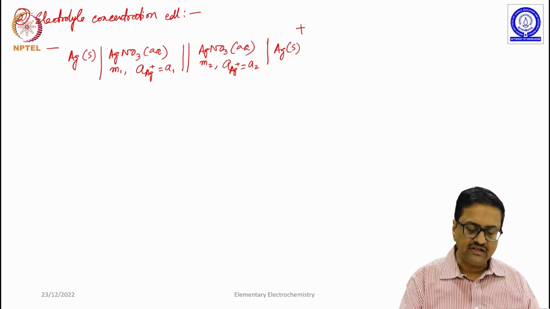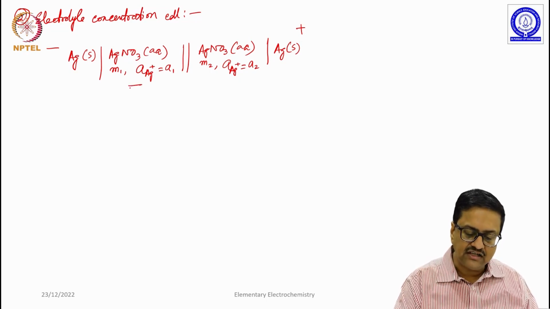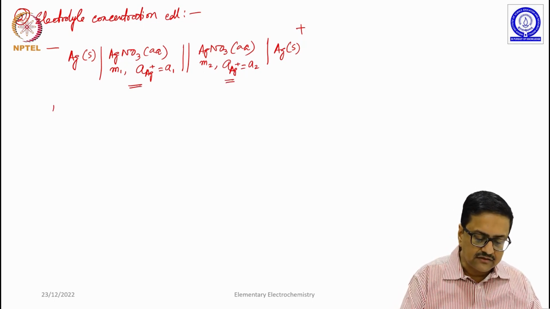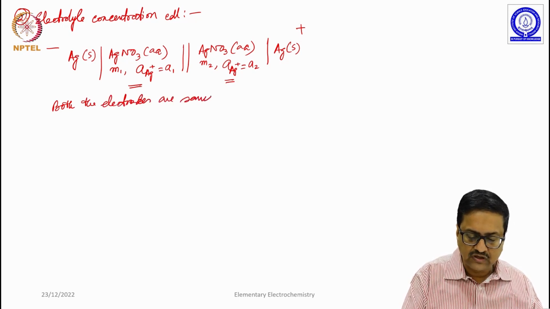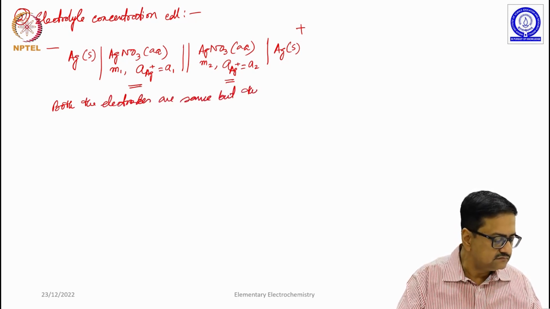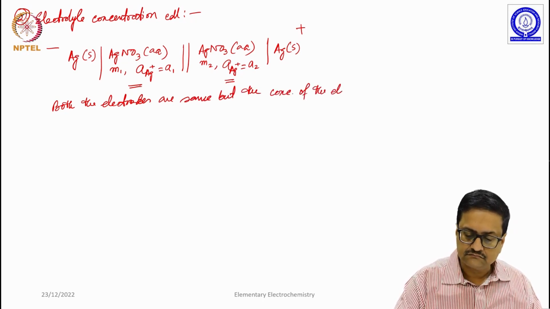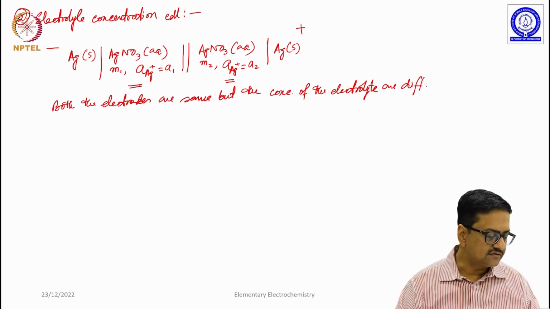So, here what we have is we have on the two sides the same electrode, but we have solutions electrolytes of different concentration. So, here both the electrodes are same, but the concentration of the electrolyte are different on the two sides or the two chamber of the electrodes.